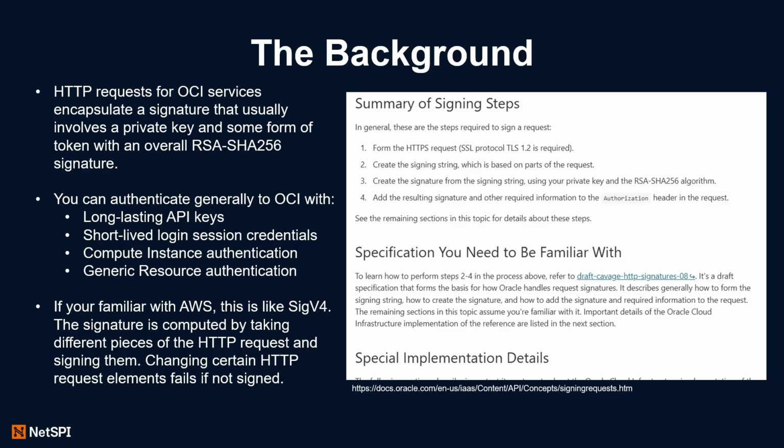These are very similar to, if you're from AWS, temporary role credentials. If you're from GCP, these are like temporary access tokens. And then compute instance authentication is specific to OCI. In GCP or AWS, you have your IMDS endpoints, where if you're on a compute server, you can pull down the credentials for the service account or role attached to that instance.